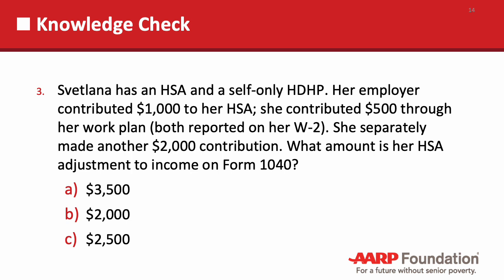And another question. Svetlana has an HSA and a self-only HDHP. Her employer contributed $1,000 to her HSA. She contributed $500 through her work plan. Now, both of those, the $1,500, are reported on her W-2. She separately made another $2,000 contribution. What amount is her HSA adjustment to income on Form 1040?